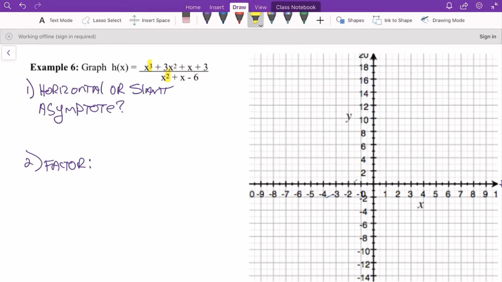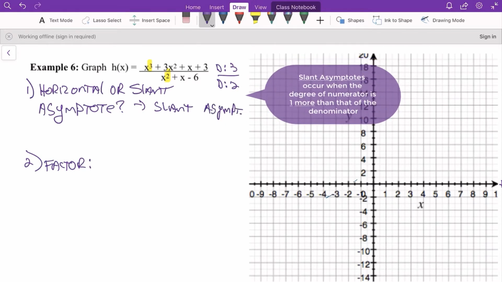So if I look at the degree of the numerator here, it's going to wind up being a 3, and the degree of the denominator is going to be a 2. If you recall from video number 2, if the numerator's degree was larger than the denominator's degree, this would tell us that we're going to have a slant asymptote.